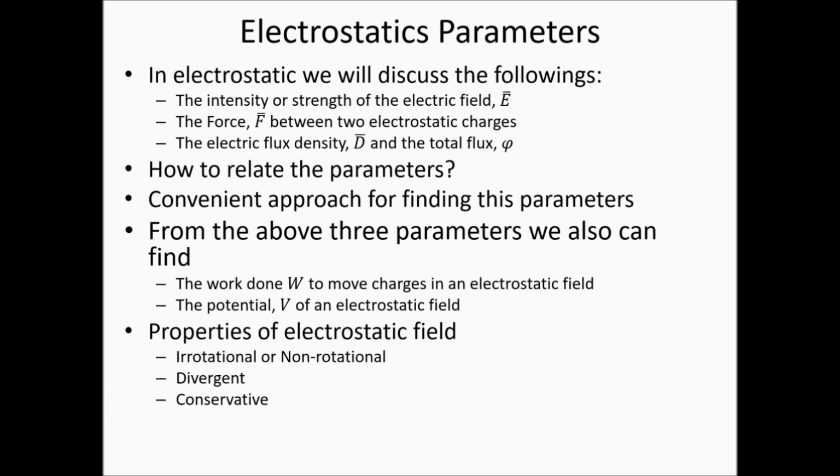Now we are going to find how to relate these parameters, and how to find a convenient approach for finding them. From these parameters we will learn how to calculate the work done, and we will also learn about the electric potential. Also, we will investigate the properties of the electrostatic field, such as whether the electrostatic field is rotational or irrotational, whether it is conservative or not, and whether it is divergent or not. So we'll examine these characteristics of electrostatic fields.